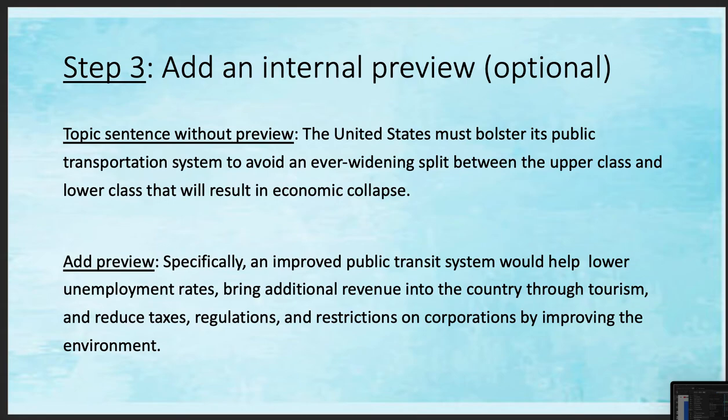There's no forecast of what each paragraph is going to be about in this main point. So we could add this preview. Specifically, an improved public transit system would help lower unemployment rates, bring additional revenue into the country through tourism, and reduce taxes, regulations, and restrictions on corporations by improving the environment. So we'll have one paragraph in this main point that is about the unemployment rate dropping. We'll have another paragraph that's about income by tourism, and we'll have another paragraph about how improving the environment can actually help corporations and improve the economy.